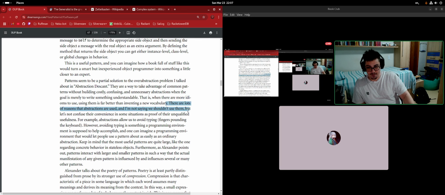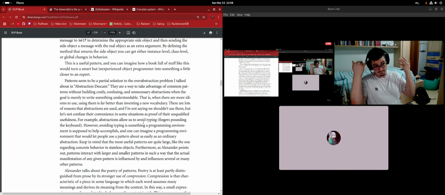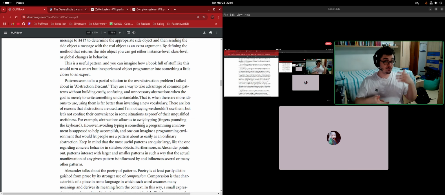Of course, he's going to defend himself, saying that no, it's not that we shouldn't use them. But let's not confuse their convenience in some situations as proof of their unqualified usefulness. For example, abstractions allow us to avoid typing. That's true. However, avoiding typing is something a programming environment is supposed to help accomplish. And one can imagine a programming environment that would let people use a pattern about as easily as an ordinary abstraction. Well, he's basically saying that you may be able to not use the abstraction if your developer environment allows you to rapidly leverage the patterns, maybe.